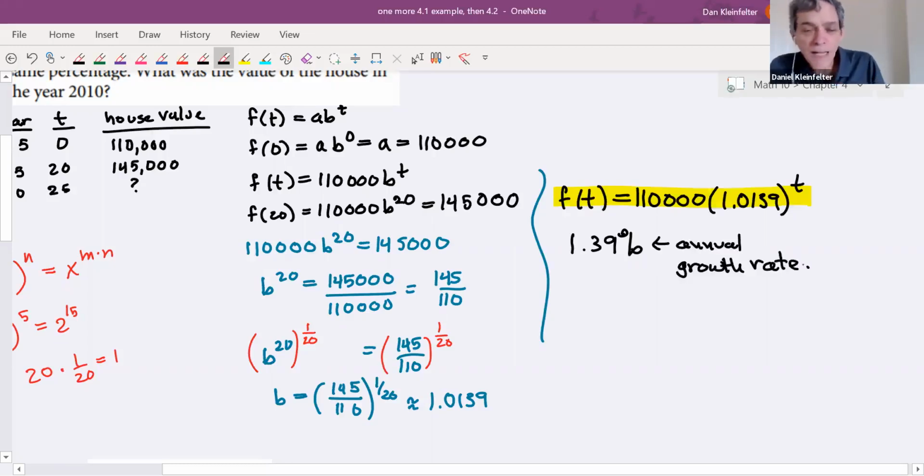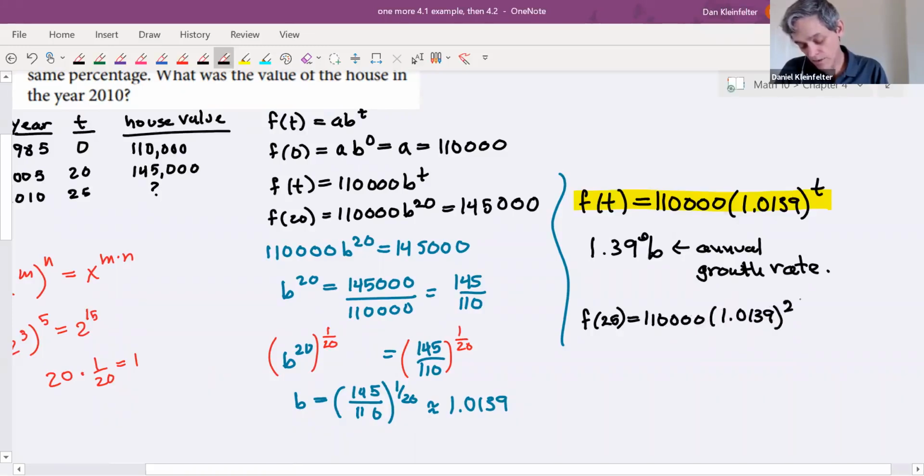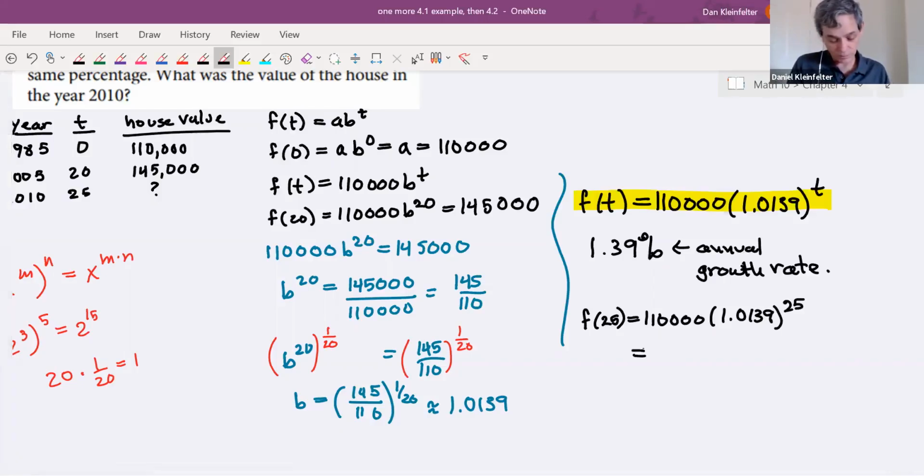Okay. And then lastly, we want to know the value in the year 2010. That's just going to be a plug-in. We'll find f of 25. So f of 25 is 110,000 times 1.0139 to the 25th power. So it should be more, it will be more. $155,336.